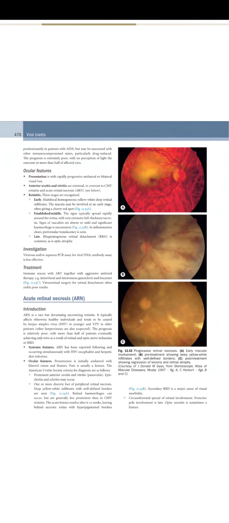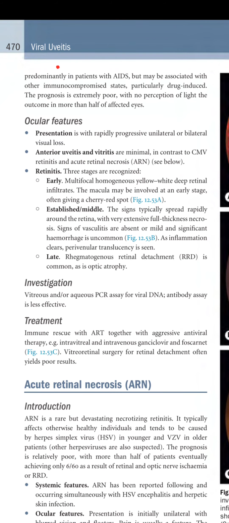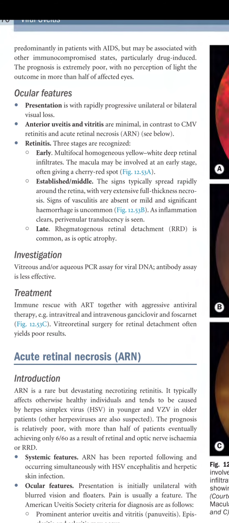It occurs predominantly in patients with AIDS. So it occurs in immunocompromised patients, but may be associated with other immunocompromised states, particularly drug-induced. Prognosis is extremely poor, with no perception of light in the outcome in more than half of the affected eyes.